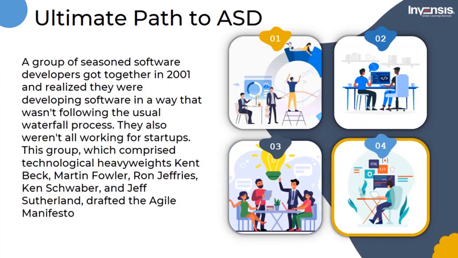A group of seasoned software developers got together in 2001 and realized they were developing software in a way that wasn't following the usual waterfall process. They also weren't all working for startups. This group, which comprised technological heavyweights Kent Beck, Martin Fowler, Ron Jeffries, Ken Schwaber, and Jeff Sutherland, drafted the Agile Manifesto. It detailed their common beliefs on how a modern software development process should operate. The Agile software development technique arose from these concepts.